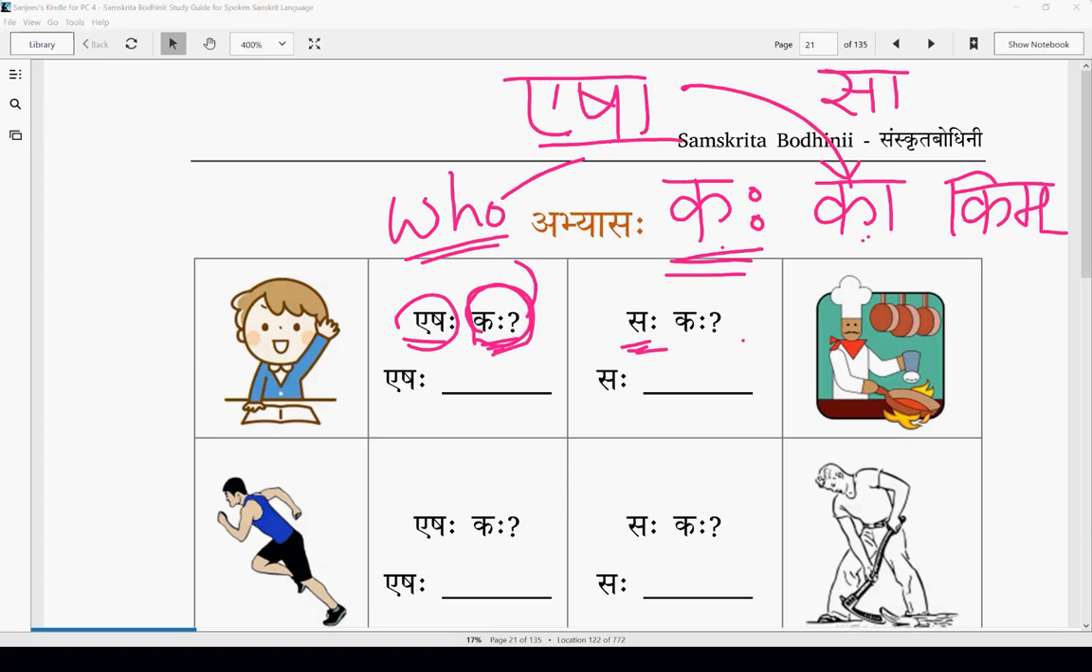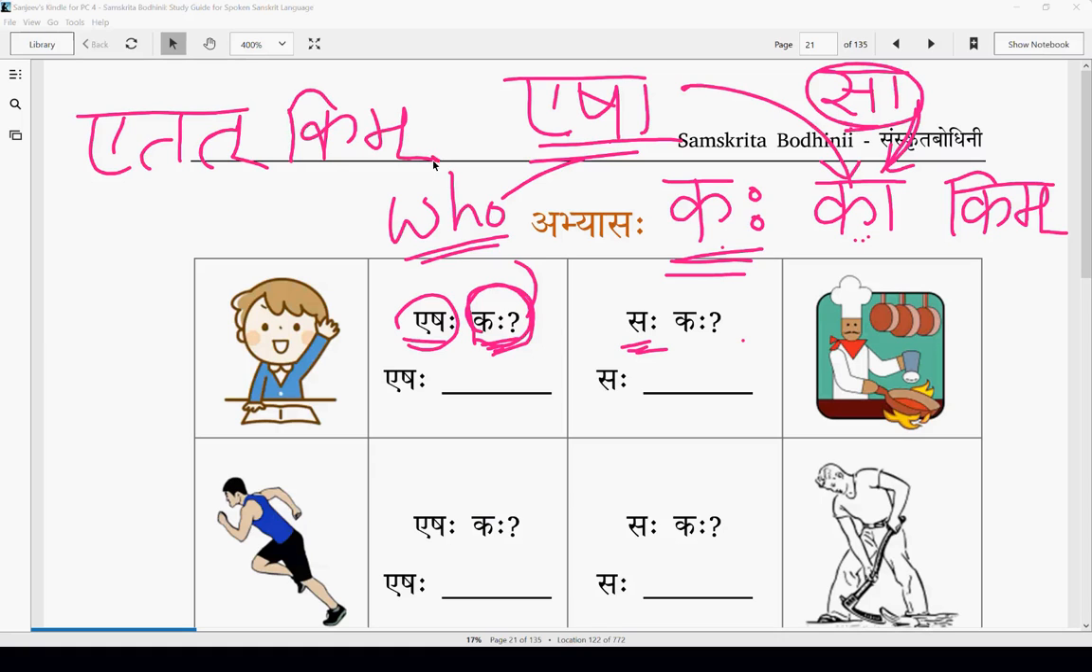If that person is closer. And Sa Ka means who is that? If that Sa or if that thing is far, because Sa indicates away. Esha Ka or Sa Ka. Similarly, we have Etat Kim. Right, Etat Kim. That is a question. Means what is this? Or Tat Kim.